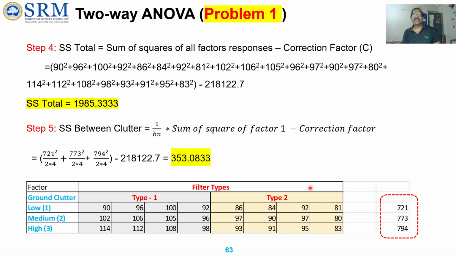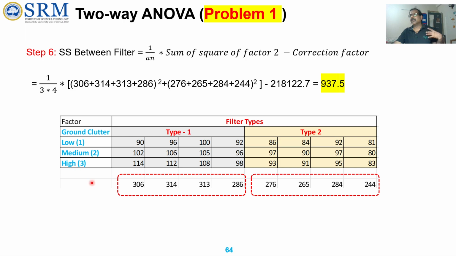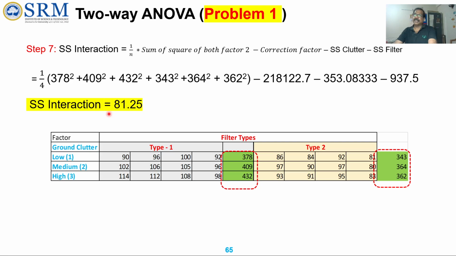Once we calculate SS total, we can calculate SS between, using 1 by bn for culture type. For this we used the opposites, another 2 terms, and again for filter we use 1 by an into the sum square minus correction factor. This summation we use. Then for interaction we need to find the sums, and those squares divided by 4. Interaction is there, SS total is there, culture is there, so we can easily calculate the error. Then we can make the table.